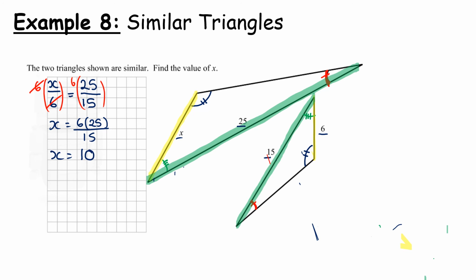This one in particular, because of the way they've rotated the triangle, it is a little bit harder to see which sides correspond to which. Sometimes that's a bit more straightforward, but I would always suggest this color coding or some kind of visual aid to help you work through this.